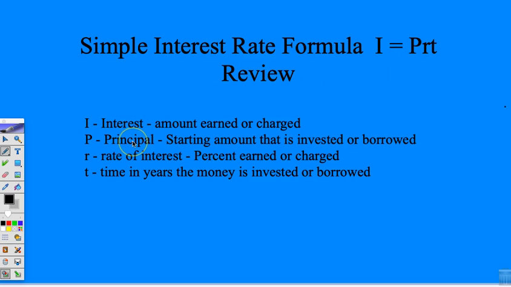Big I is standing for the interest. Now this amount can either be earned or it can be charged. It depends on the problem that you are doing. We're going to do a couple of examples so you'll have an opportunity to review those.